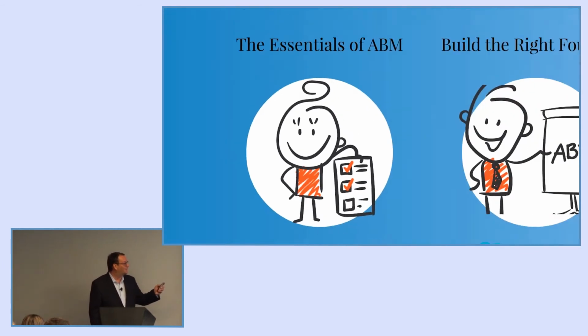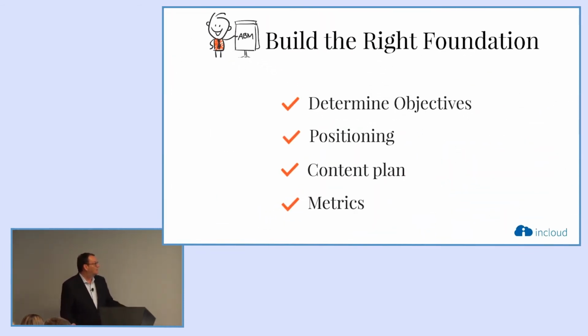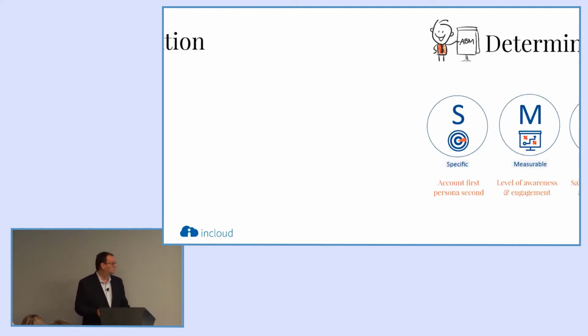So we're going to go into building the right foundation. In the right foundation, we're working together as a group, and we're determining what our main objectives are for the ABM program and how we're going to position that, and then the content plan that goes with that, and what are the core metrics that we're going to be measuring along the way.